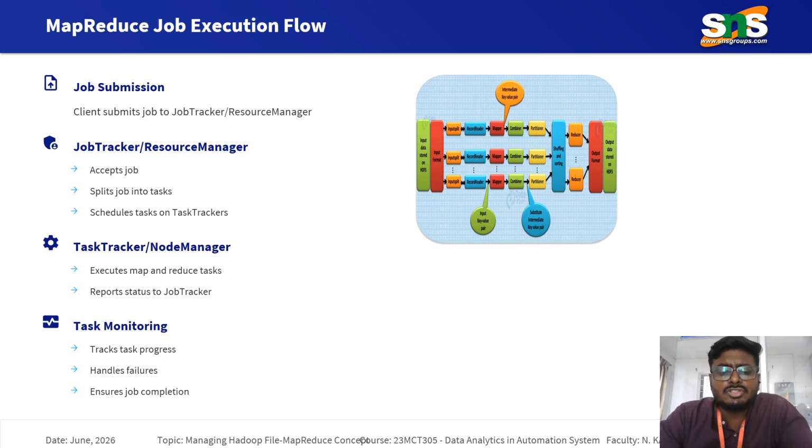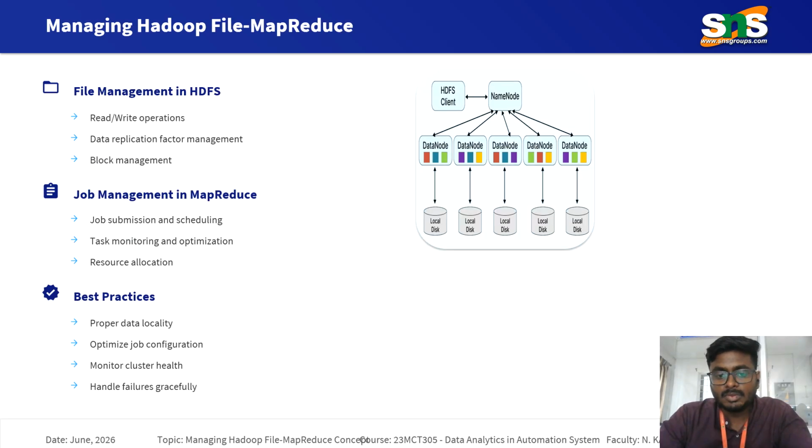A critical feature here is task monitoring. If a task fails, it automatically reschedules on another node. This is what gives MapReduce its reliability. The job isn't complete until every single task reports success. And how are we going to manage Hadoop files? MapReduce involves two areas. File management in HDFS includes performing read or write operations, managing the replication factor for data safety, and handling block level operations. Job management in MapReduce means submitting jobs efficiently, monitoring task execution, and optimizing resource allocation.